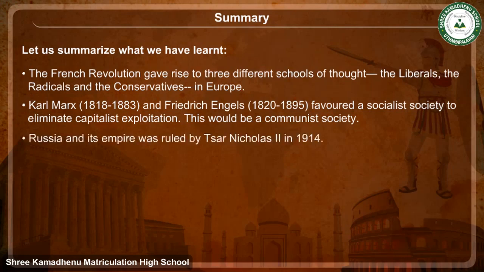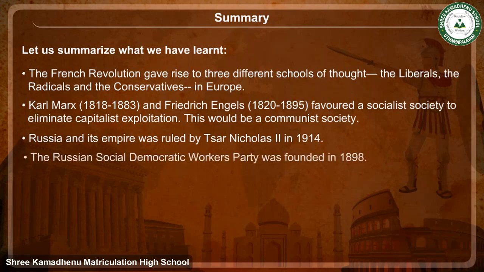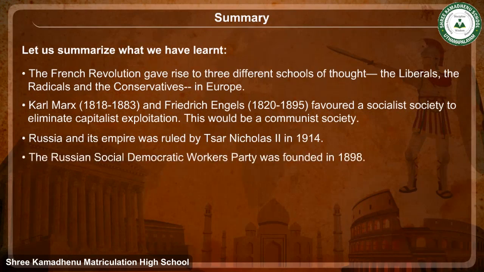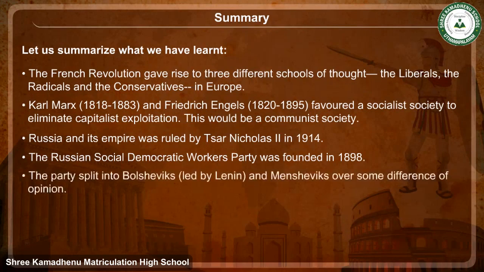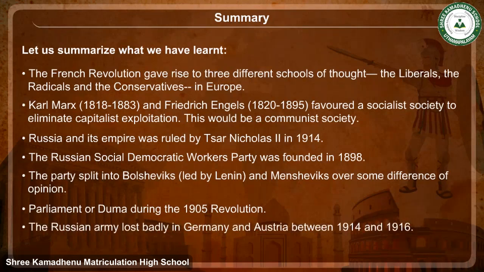Russia and its empire was ruled by Tsar Nicholas II in 1914. The Russian Social Democratic Workers' Party was founded in 1898. The party split into Bolsheviks led by Lenin and Mensheviks over some difference of opinion. Parliament or Duma during the 1905 revolution. The Russian army lost badly in Germany and Austria between 1914 and 1916.